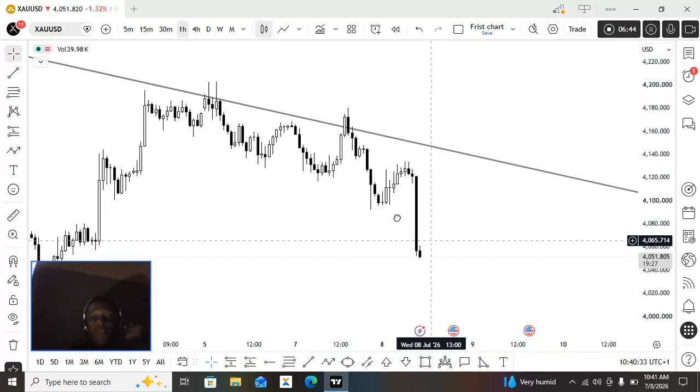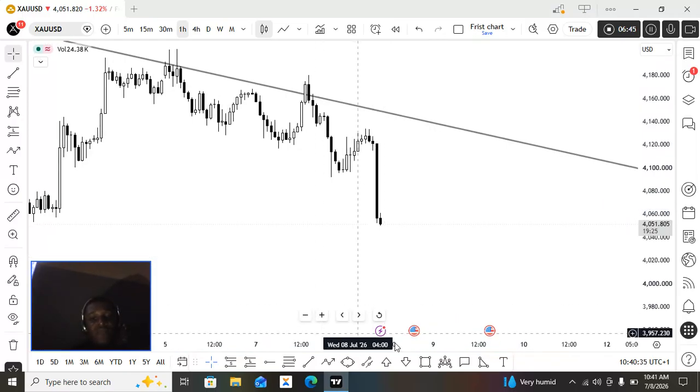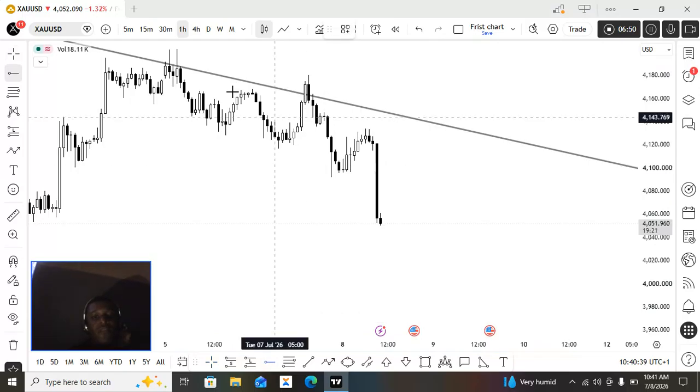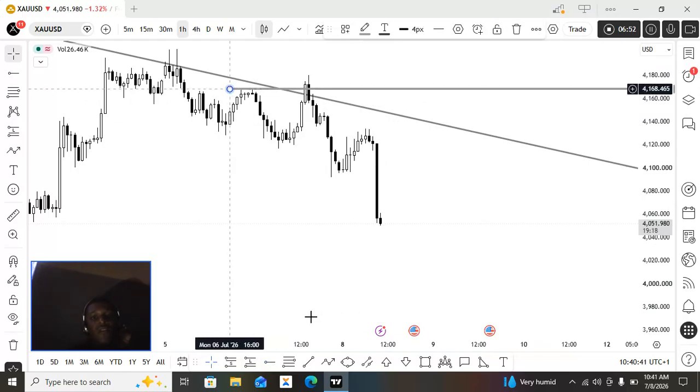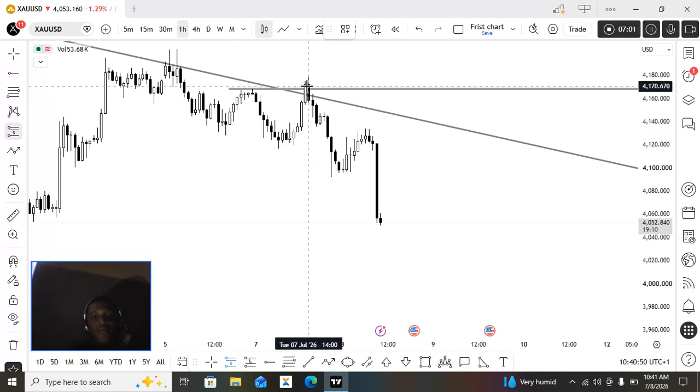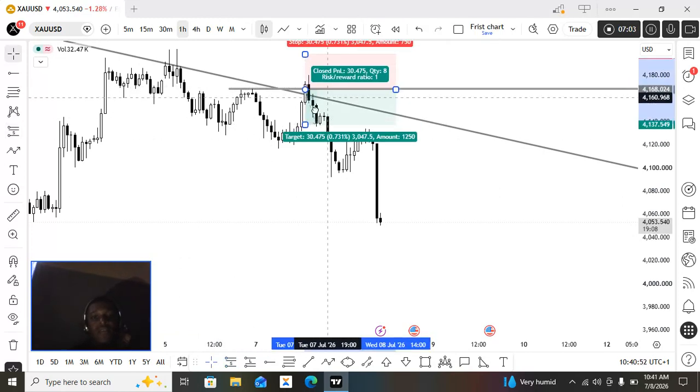So on the 1 hour now, this way I was able to sell. When the market created these equal highs around this level, then you know that this market is low, high, low, high, low, lower high, lower low, lower high, equal highs. That is a sell signal.